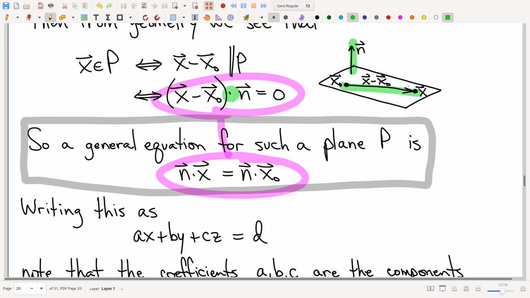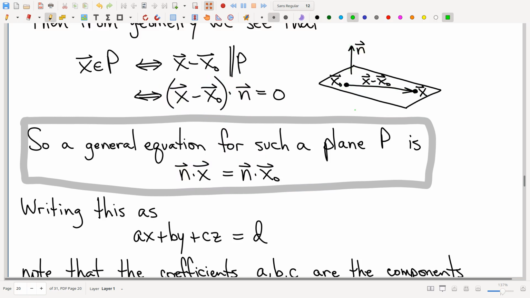If the x's are points on the plane, why do we express them as vectors? Right. So that's right.